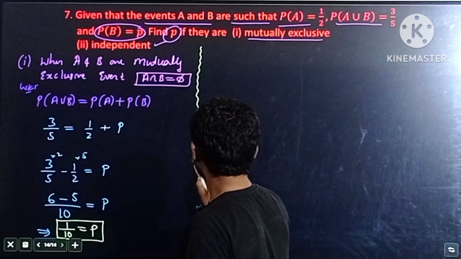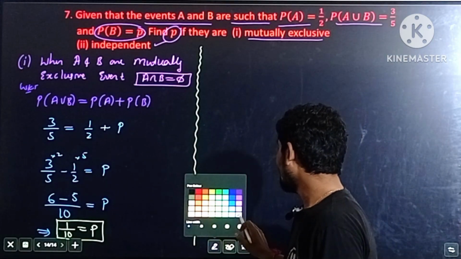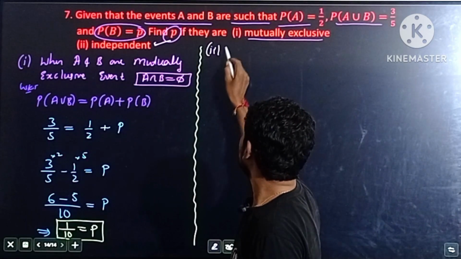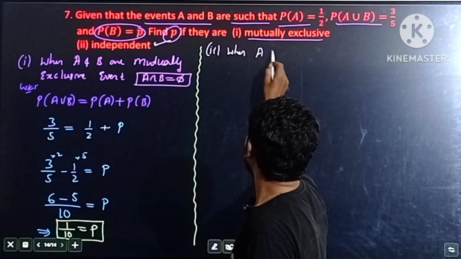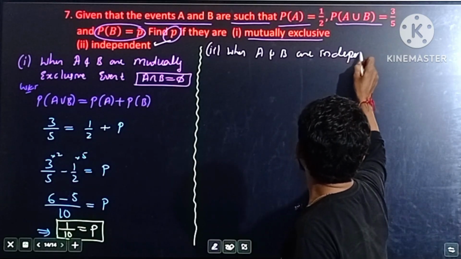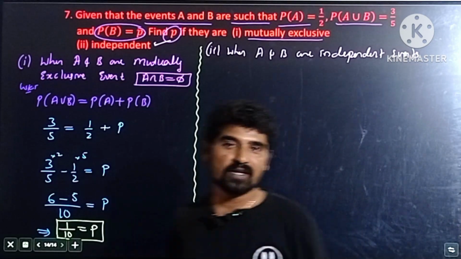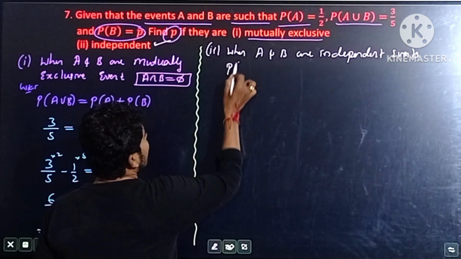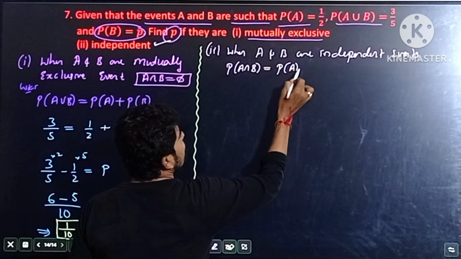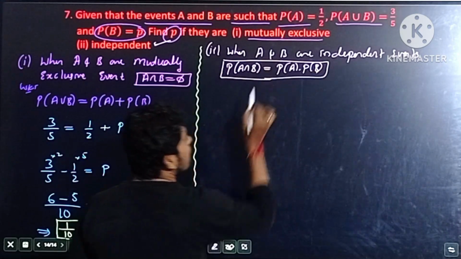And here is the second question. We need to identify the value of P when A and B are independent events. As you know, independent events means probability of A intersection B is equal to probability of A into probability of B. So this is what he has given in this condition.